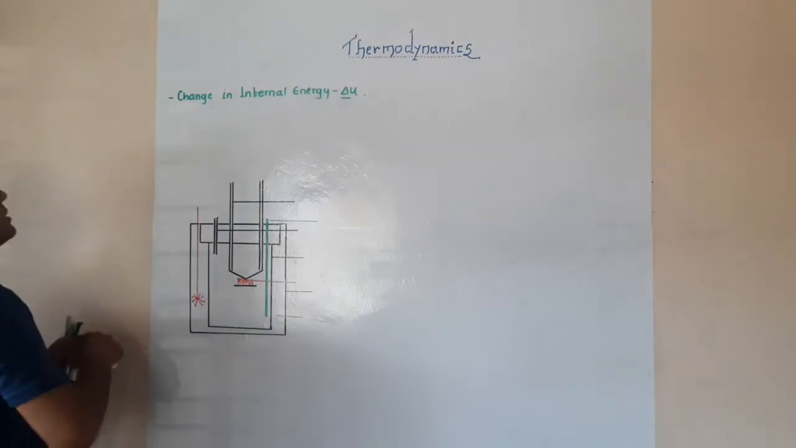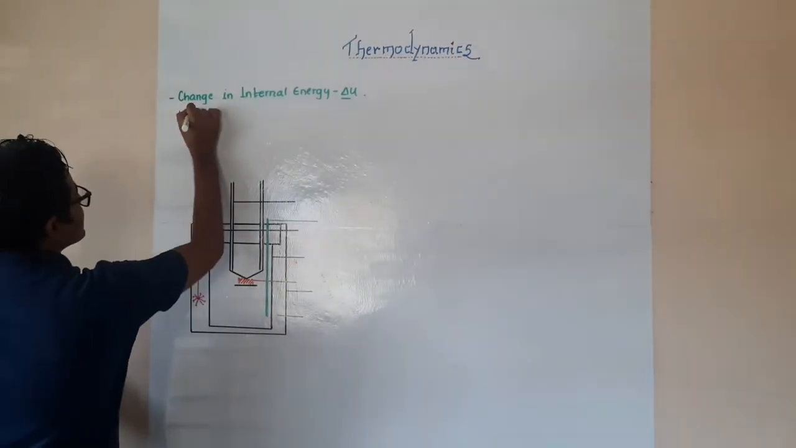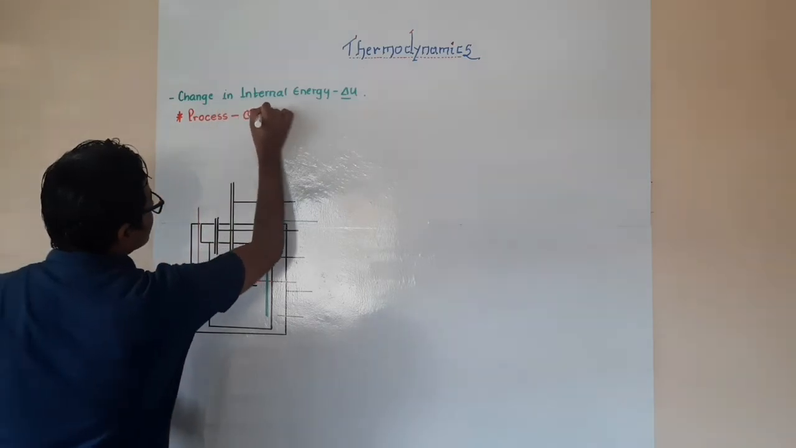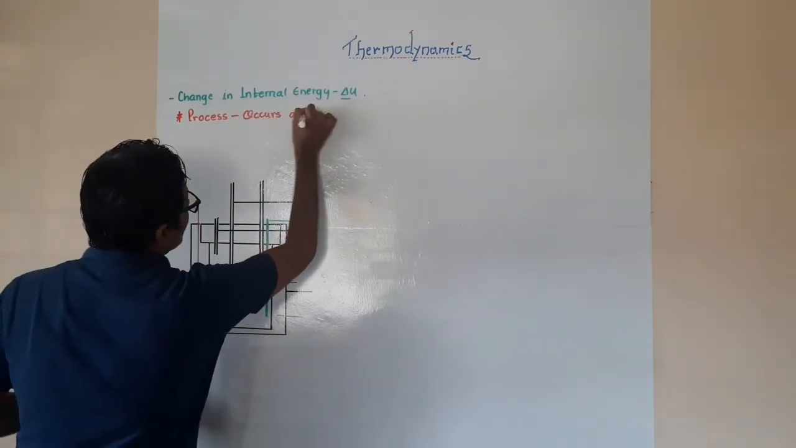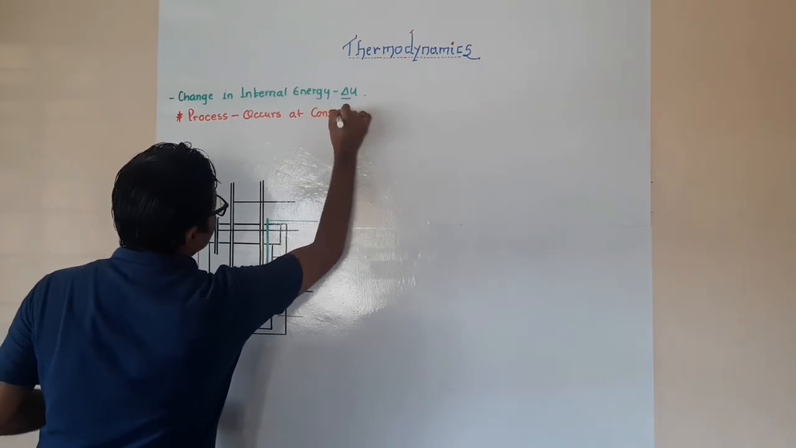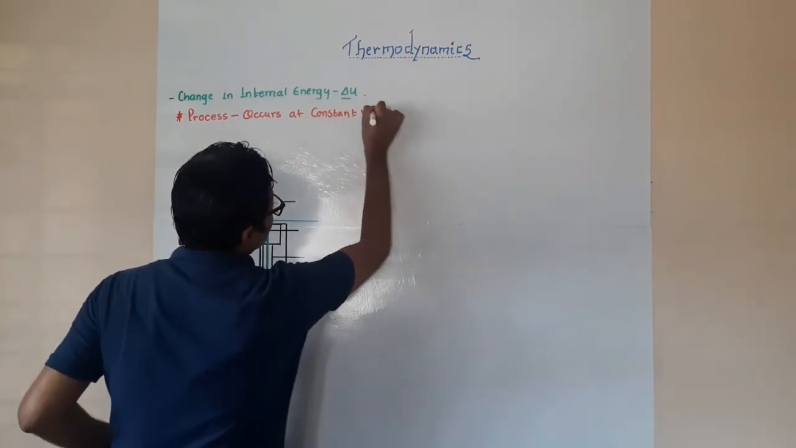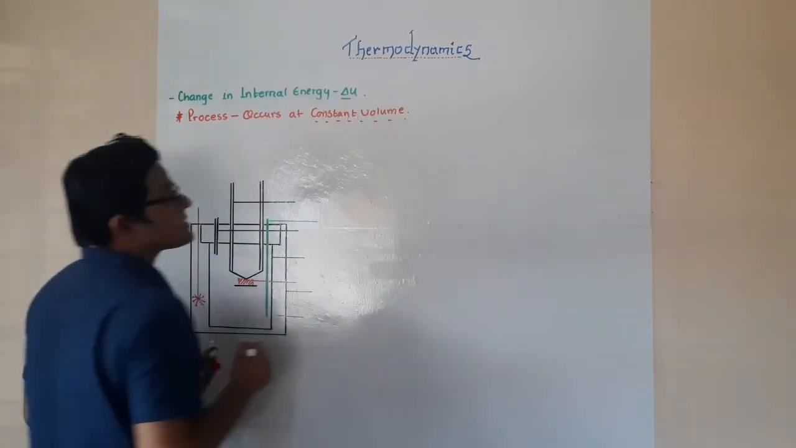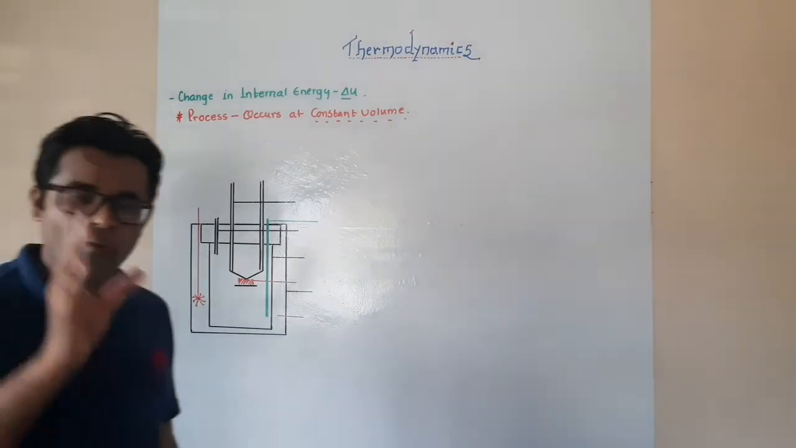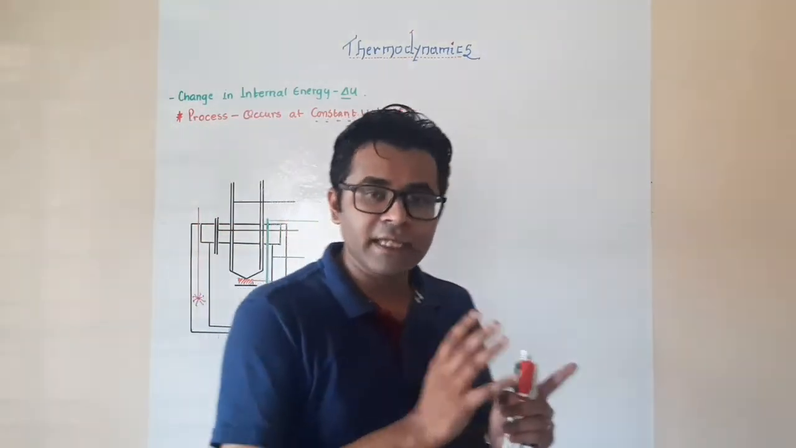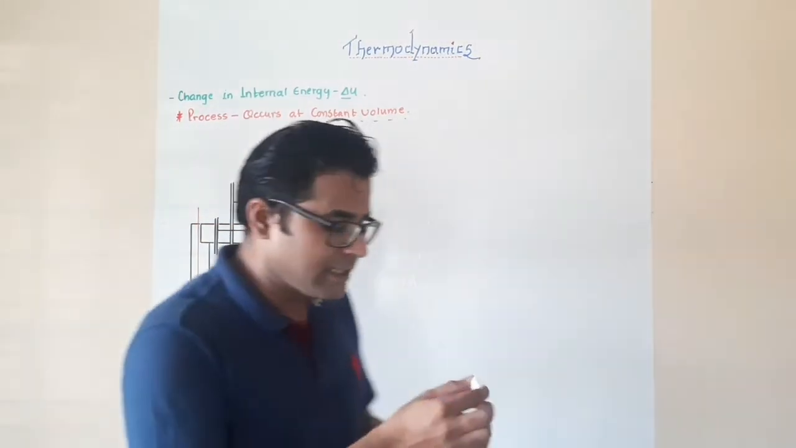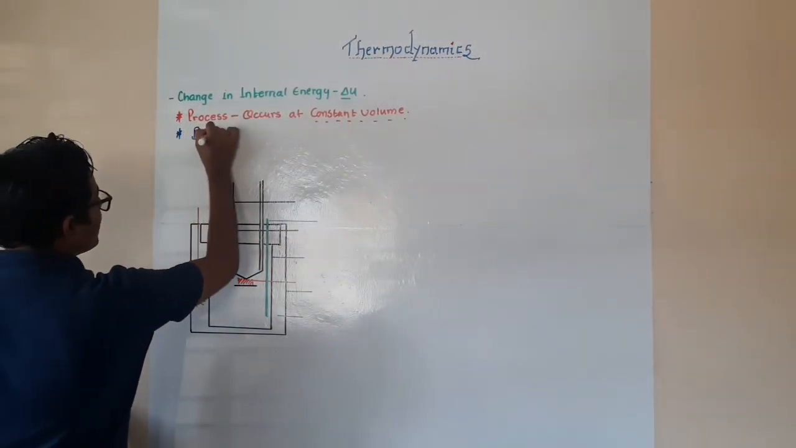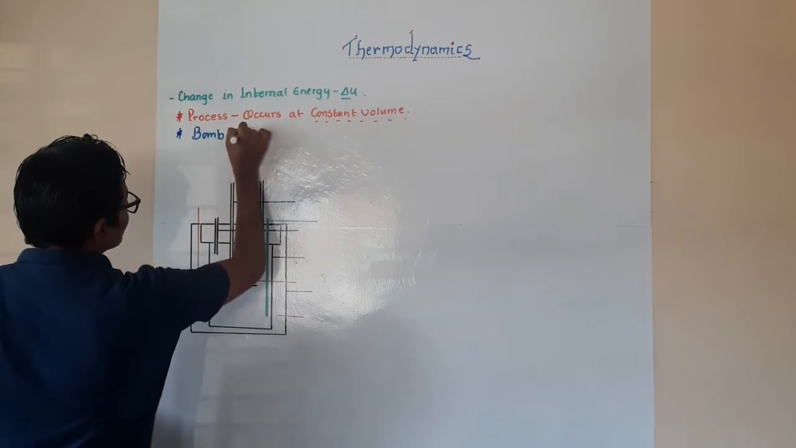Remember this. So, in this case, the entire process occurs at constant volume. This is the first point that we need to understand. So, any process that is occurring at a constant volume, and if we want to check the change in the internal energy, then that is done by the apparatus which we call the bomb calorimeter.